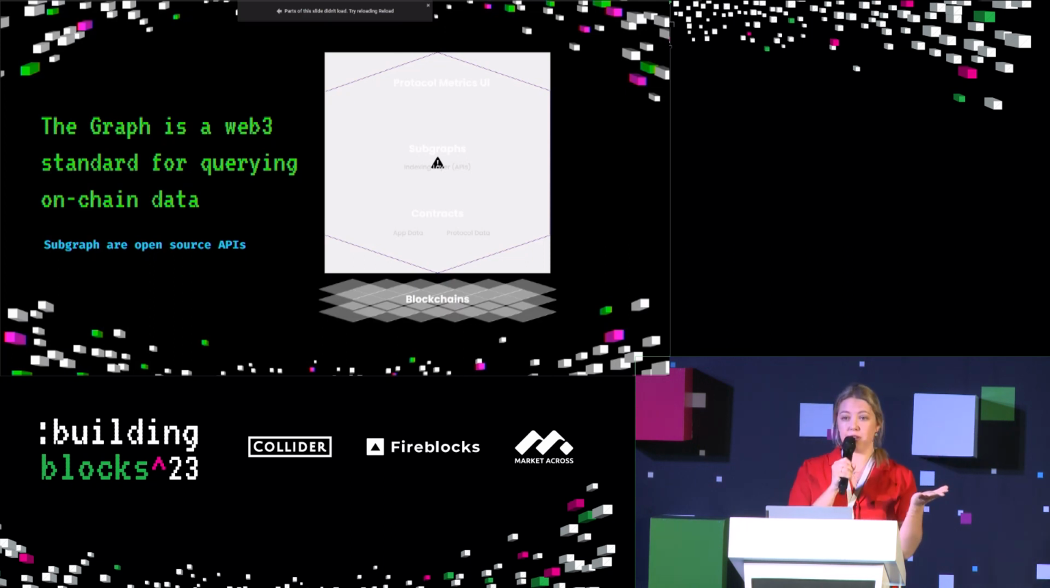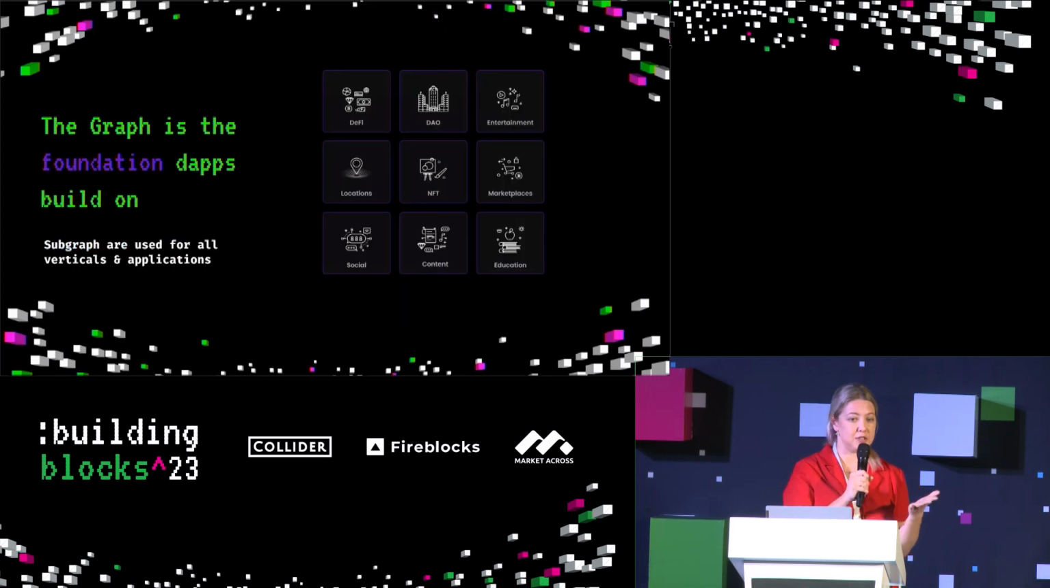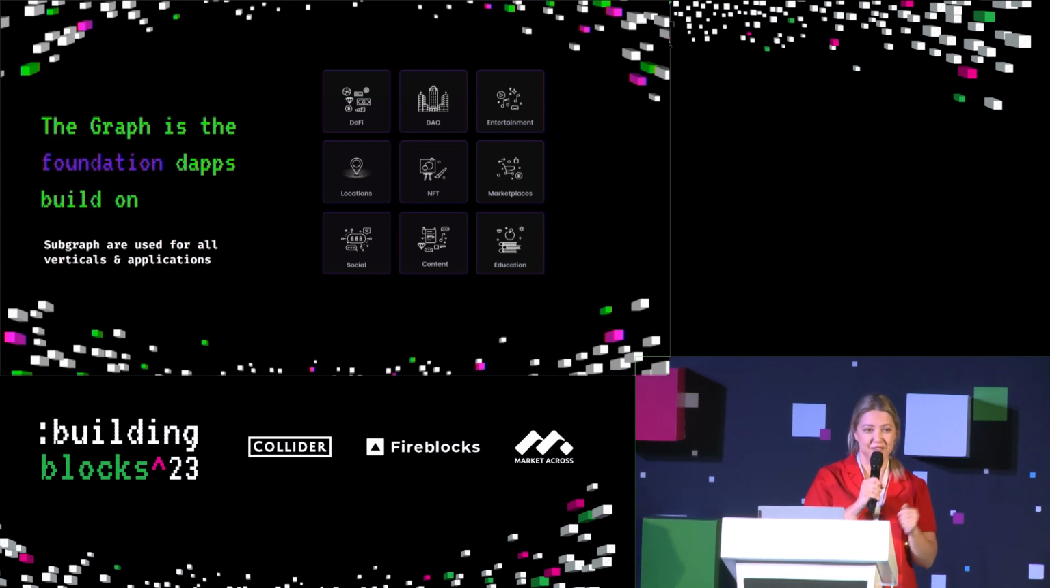And really, the point of the graph is to create a really easily accessible way to use data that's from the blockchain, whether that be to index it or query it. Maybe you want to do your own analysis and create new products and new insights in crypto. The graph is the foundation for all dApps in Web3. So whether you're building a DeFi application, NFTs, DAOs, we've heard it, we've named it.